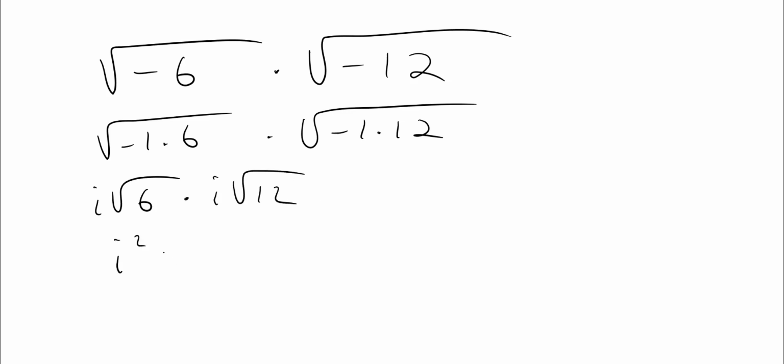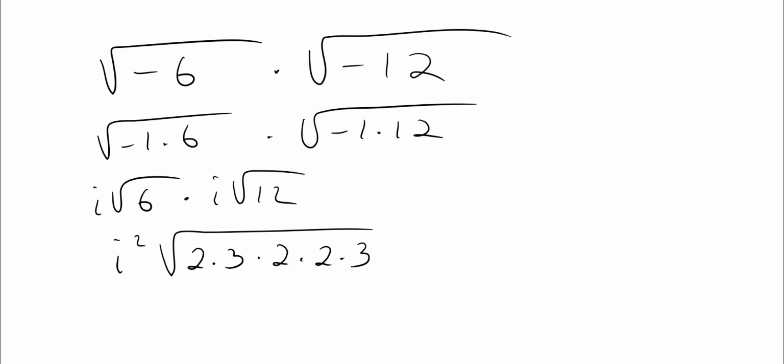So that's going to give you i squared. And guys, this is like the old days. Don't multiply 6 times 12 together. You've got to split it up anyway. So what's 6? 2 times 3. What's 12? 2 times 2 times 3.